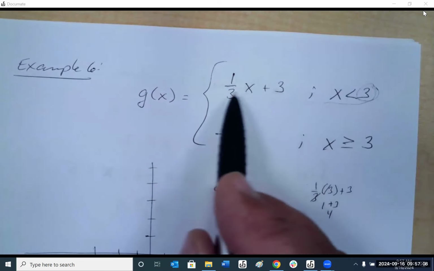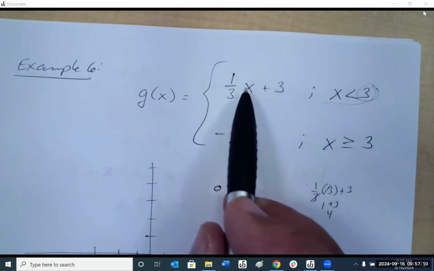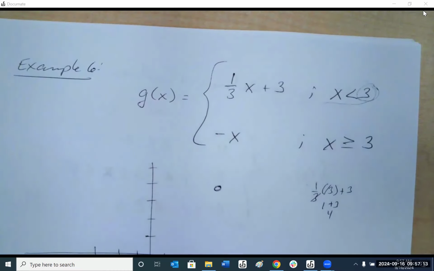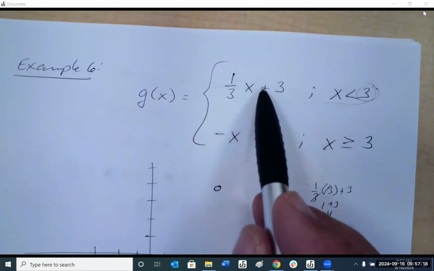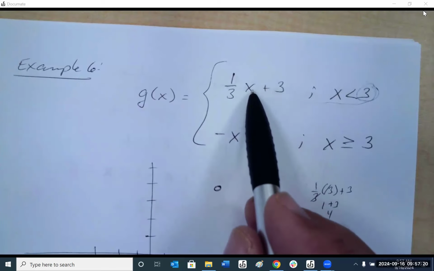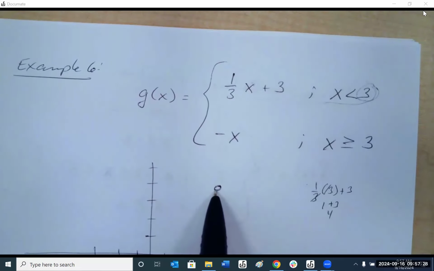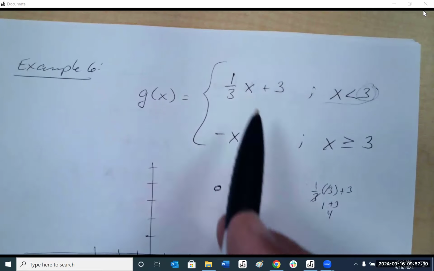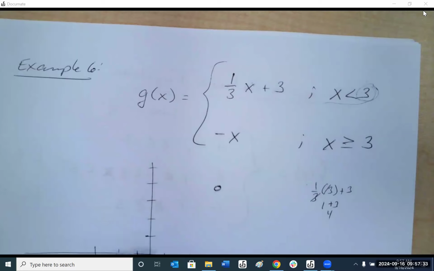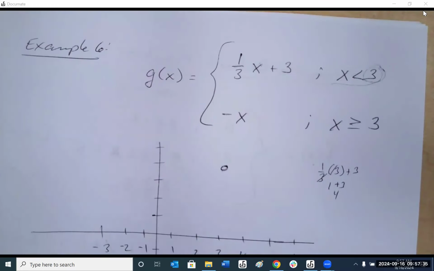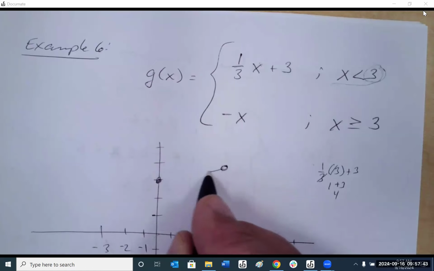What kind of graph is this? Is it quadratic, linear, cubic, what? Look at the x. Are there any special operations on there? No, so it's linear. So we have one point here, we just need one more. Since it's linear, I want everything less than this. The easiest one I can pick is zero. If x is zero, it's just three. So there's the graph.